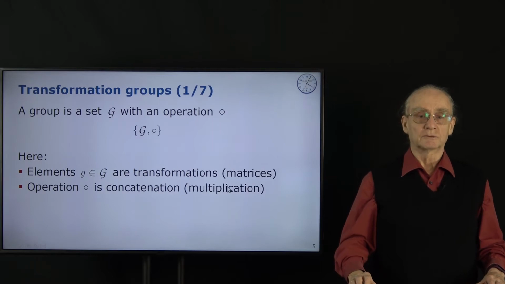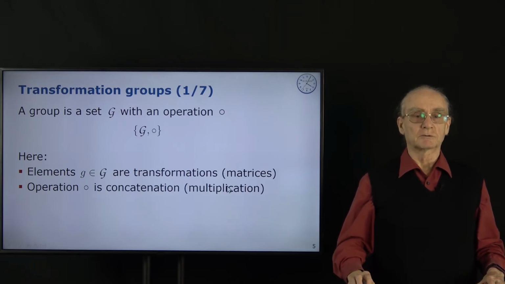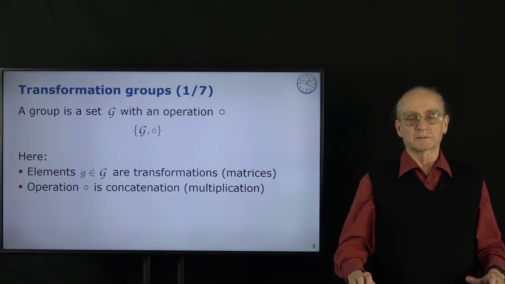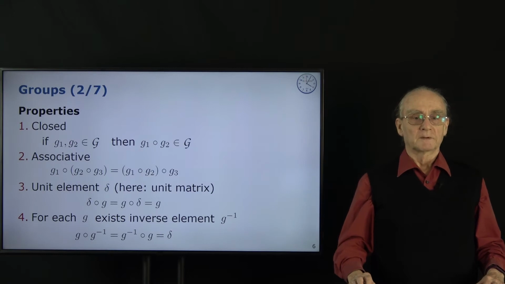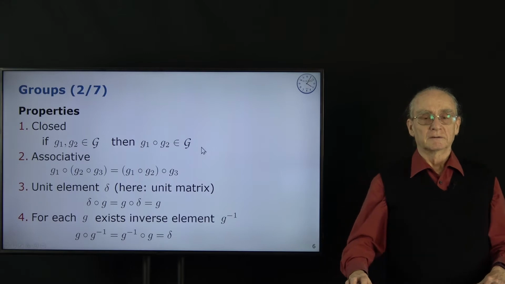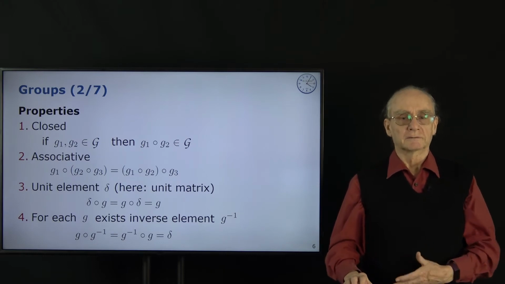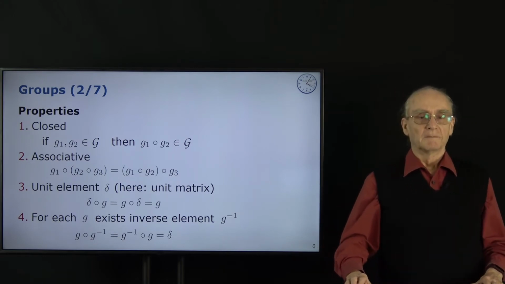What is a group? You know this from mathematics, this is just a repetition. A group is a set with an operation, here a circle. And in our case, we assume that these elements are transformations, that means regular matrices, that means square regular matrices. And the operation is the concatenation, in our case, the multiplication of these matrices. So what are the group properties which we use? If you have two elements in a group and you concatenate them, then the concatenated element is in the group. So rotations applied to rotations yield rotations.